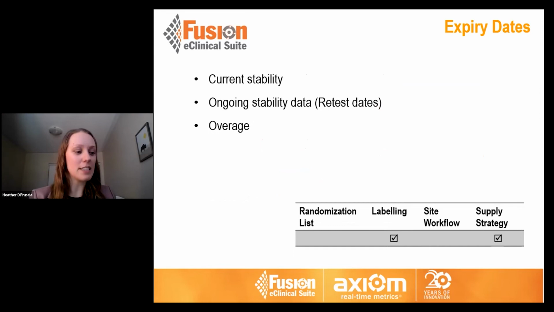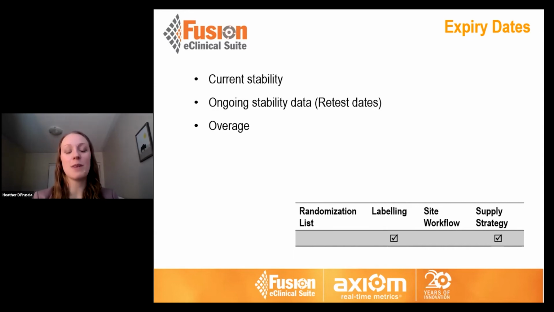Okay, expiry dates. So we're getting to the end here. So our expiry dates, what is the current stability? And do you have ongoing stability? Are you managing retest dates? And of course, overage never, never goes away.